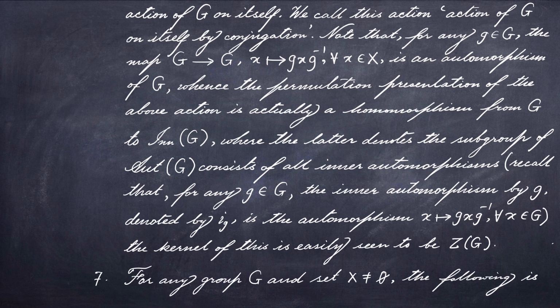Anyway, the permutation representation of this action is simply a homomorphism from G to Aut G. Aut G is nothing but the group of automorphisms. Since each g gives a map that is an automorphism of G, the permutation representation is actually a map from G to Aut G. Okay, that is quite clear.